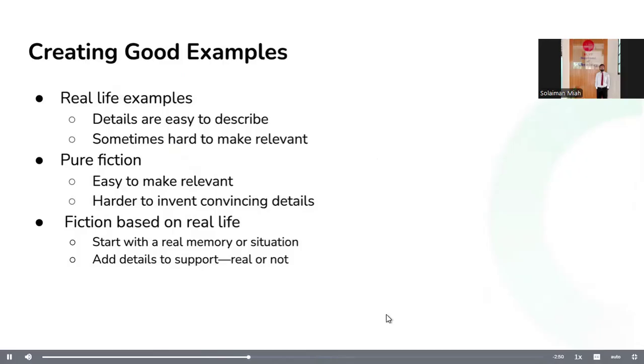Okay, so how do we create a good example? There are a few ways. First, you can take from your actual life and experiences. That can be quite easy because the details already exist, but they can sometimes be hard to make relevant. For the question about reading habits, you might want to talk about reading social media posts or emails for work or school. But at the same time, talking a lot about social media might change the topic too much. On the other hand, pure fiction is easy to make relevant but harder to fill with convincing details. Lying can be difficult, so one strong approach is to mix the two and tell a lie based on real life. Start with a real memory or situation, then invent details to make it more complete.